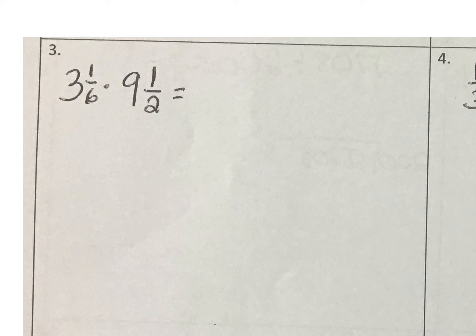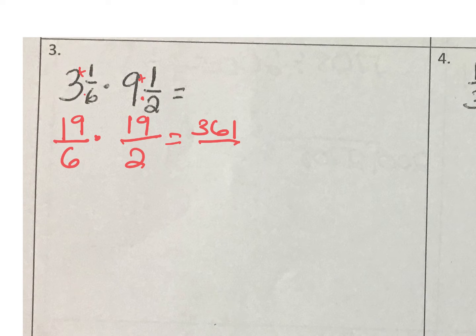All right, number 3. This is a mixed number multiplied by a mixed number. So we've got to get both of those into fraction form. So 3 times 6 is 18, plus 1 is 19, keeping the denominator the same. And 2 times 9 is 18, plus 1 is 19, keeping the denominator the same. And then all we have to do is go across. 19 times 19 is 361. And you can use your calculator to do that if you want.